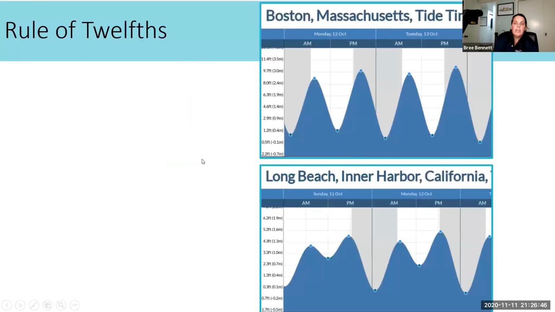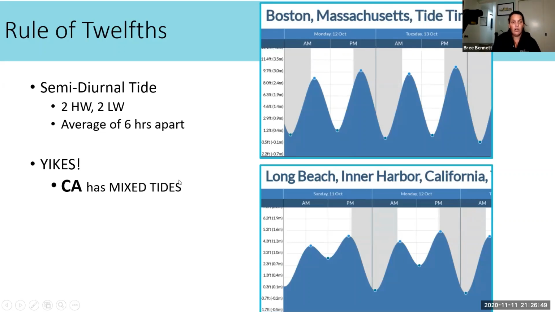Rule of 12s. A lot of people like to say, oh, I don't do tide calculations, I just do the 12ths and it makes more sense for me. That is great. The rule of 12s is based on the semi-diurnal tide, where you have 2 high waters and 2 low waters throughout the 24 hours of the day. They're really 6 hours apart and they're even.